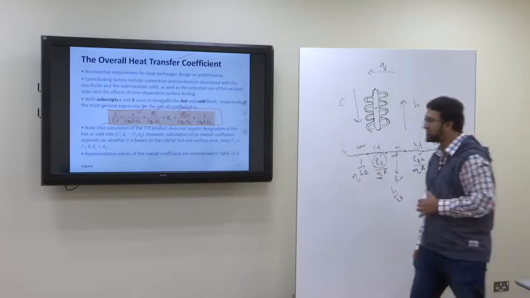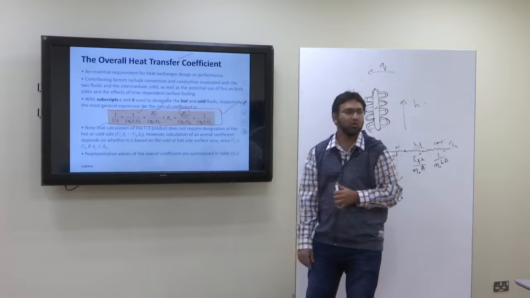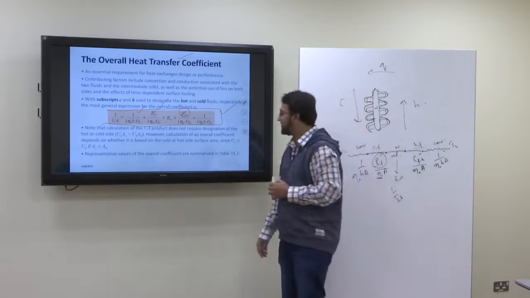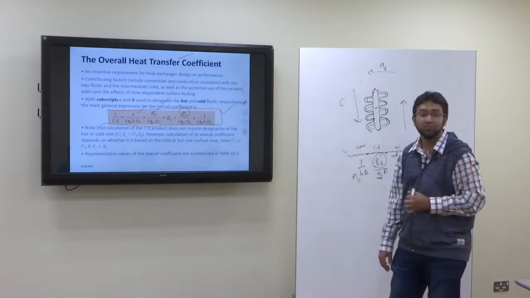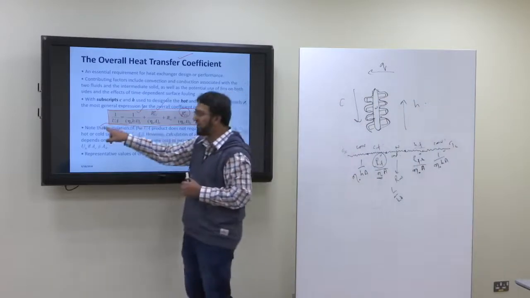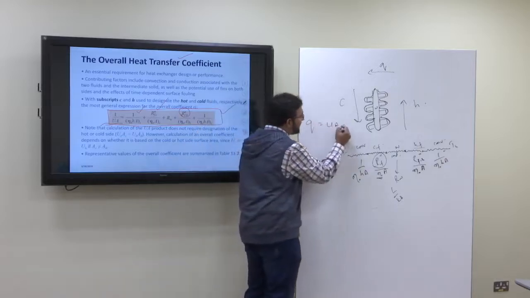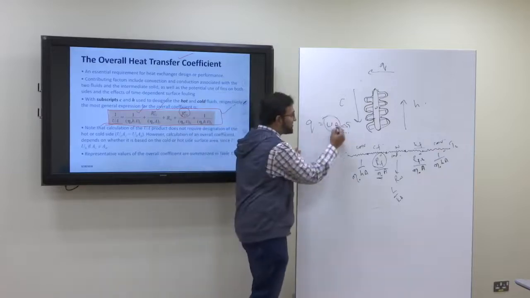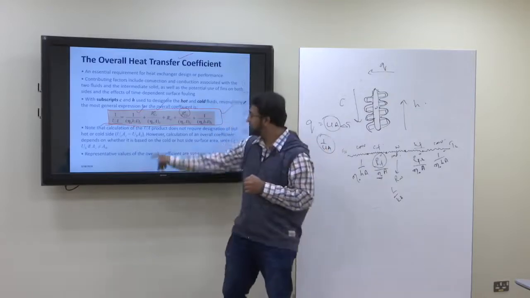Is it clear? Do you understand this formulation or not? This is the overall resistance, 1 upon UA. Basically, overall heat transfer is what? Q is equal to UA delta T, right? And if this 1 upon UA is your resistance, right? So this is 1 upon UA.